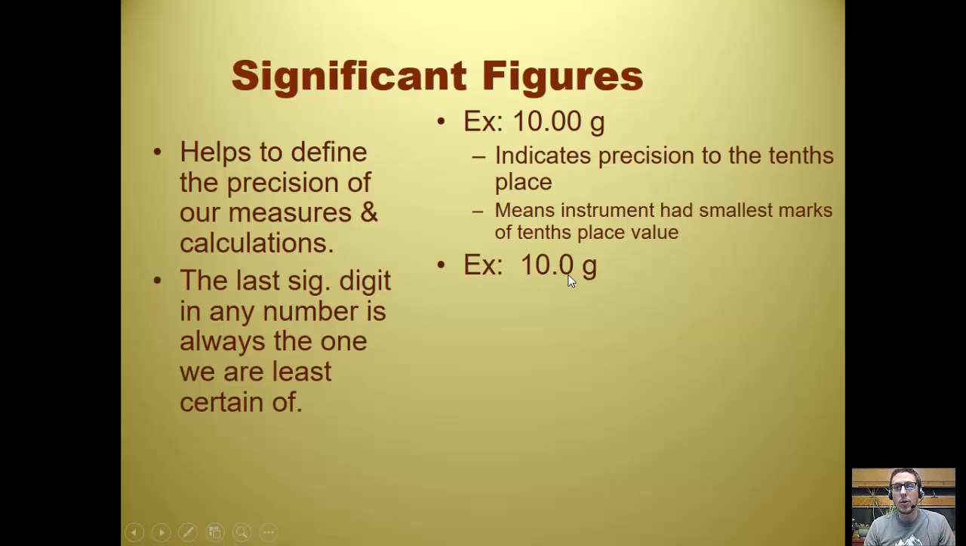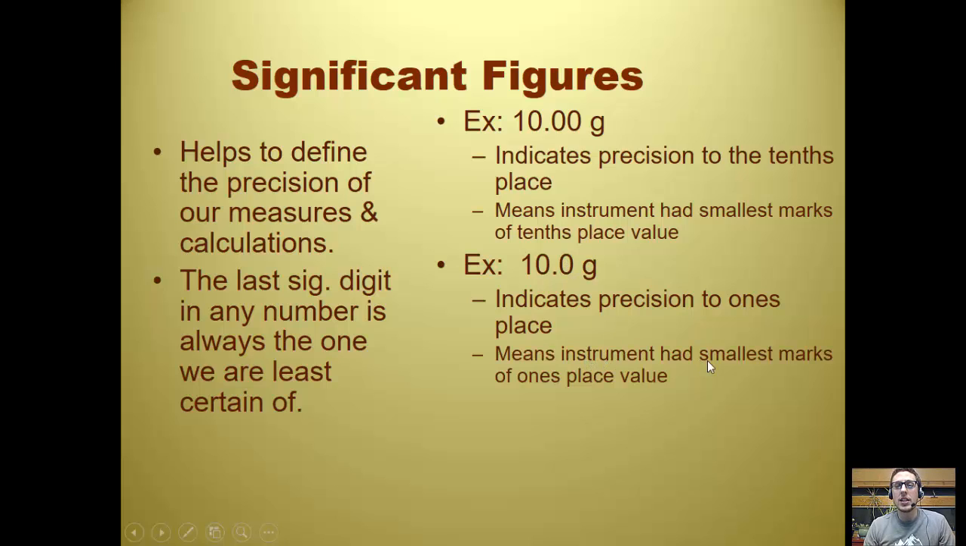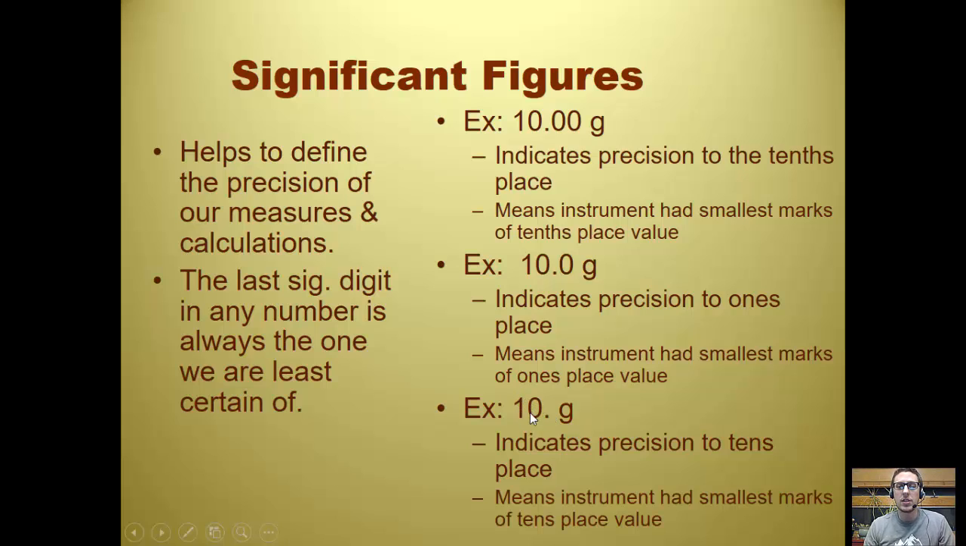This one, 10.0 grams, again, a very different number than 10.00 grams, suggests that the tenths is our highest level of precision. This is our estimated digit. And it means the instrument had the smallest marks in the ones. And 10 point grams means that the tens place is the highest precision, and the instrument only measured to the tens place. This is our estimated digit.